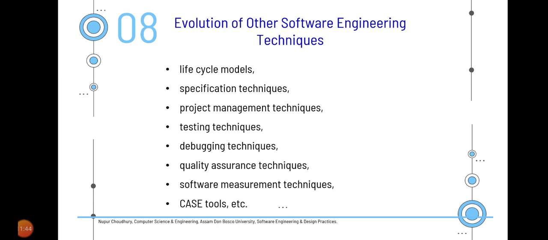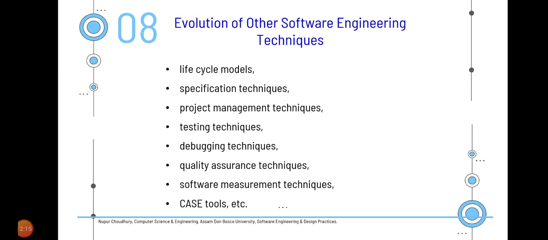Now, we will discuss the evolution of some other software engineering techniques apart from the already existing ones which we have discussed in our previous lecture. Software engineering techniques began with the exploratory style of development or the ad hoc style of development, followed by structured programming, data flow oriented programming, object oriented programming, etc.